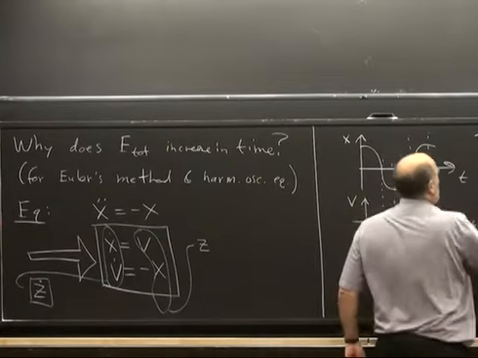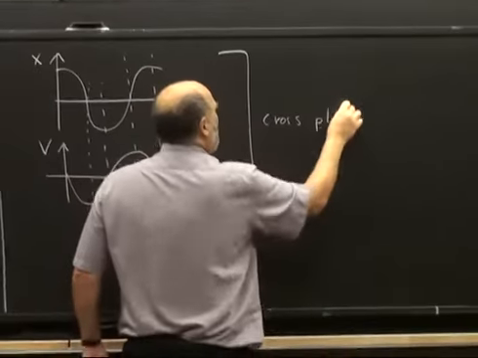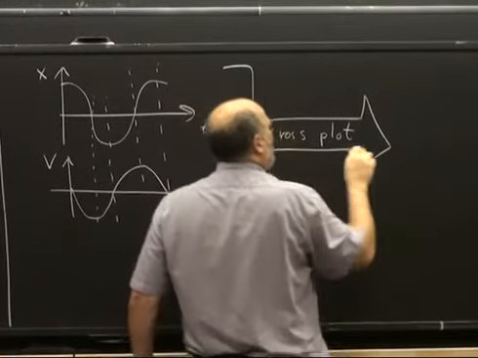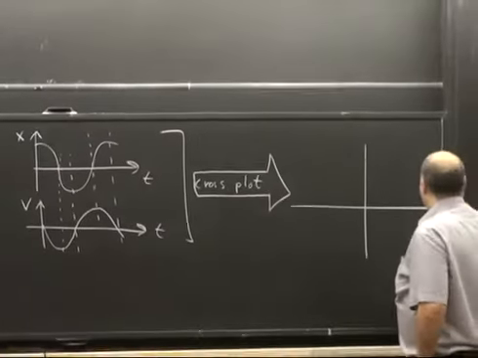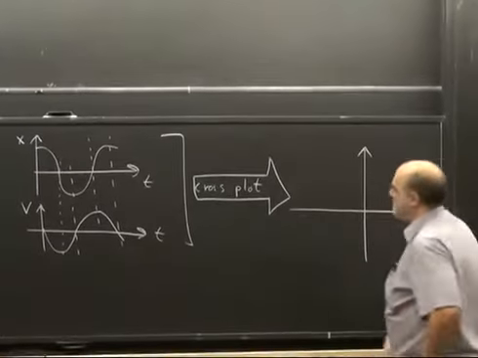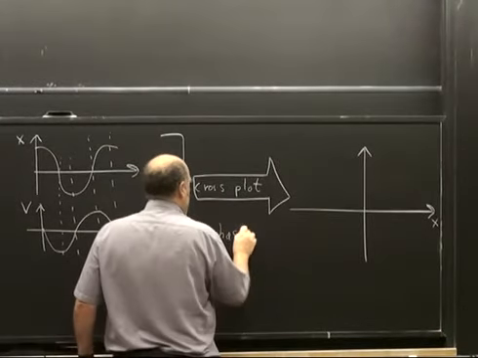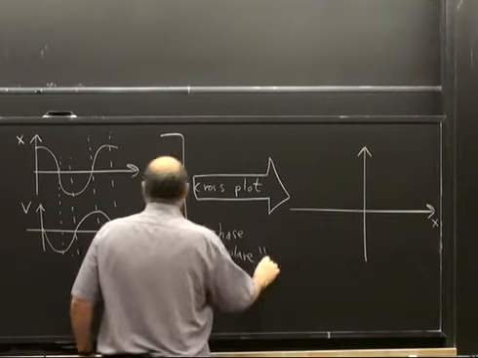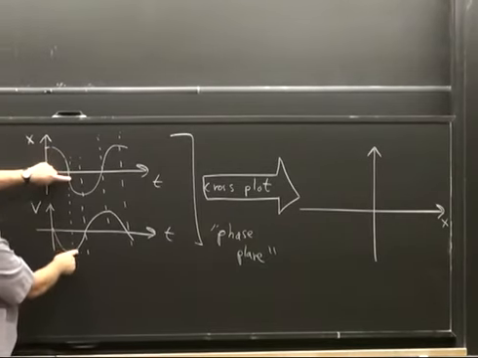But we can also do what's called a cross plot, where instead of plotting t on the x-axis and x and v on the y-axis, we draw this cross plot. In the world of differential equations, this cross plot has a special name. It's called the phase plane plot. But the meaning is we take an x value and a v value, put a dot over there, an x value and a v value, put a dot over there, and so on.